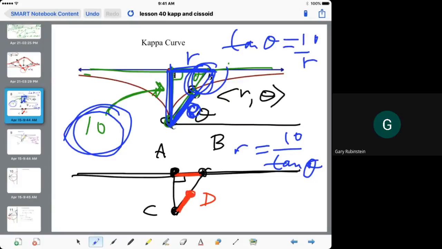Actually, I'd like to show you the Kappa curve on Desmos before I put up the challenge question. You are presenting, stop presenting, present now. A Chrome tab.